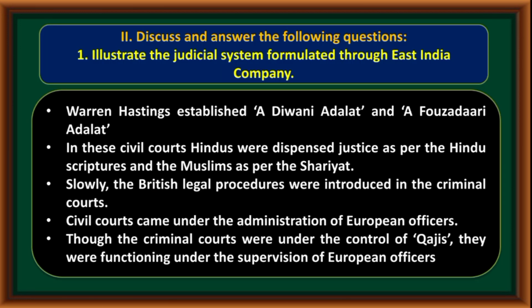Second, discuss and answer the following questions. Illustrate the judicial system formulated through East India Company. Warren Hastings established a Diwani Adalat and a Fauzdari Adalat. In these civil courts, Hindus were dispensed justice as per the Hindu scriptures and the Muslims as per the Shariat.